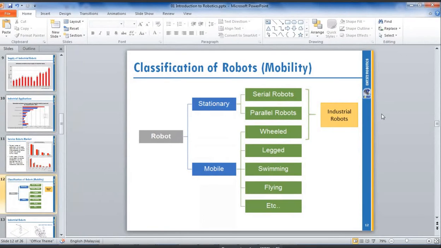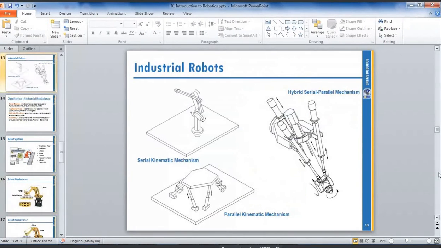So what is series and parallel? So we see what is series parallel. So this is serial kinematic mechanism. This is parallel kinematic mechanism. This is hybrid serial and parallel mechanism. But in our class, we only focus on serial kinematic mechanism. These two are normally done by master level students. They study this parallel and hybrid serial parallel mechanism.